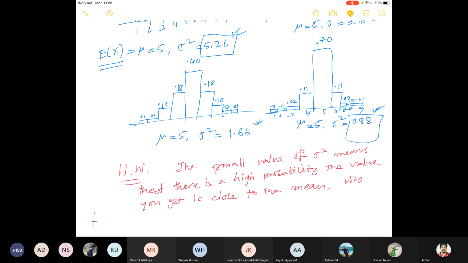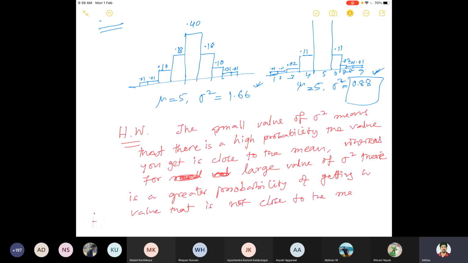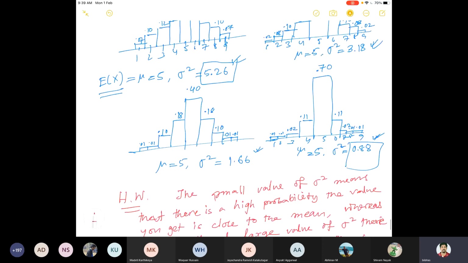whereas for a large value of sigma square, there is a greater probability of getting a value that is not close to the mean.